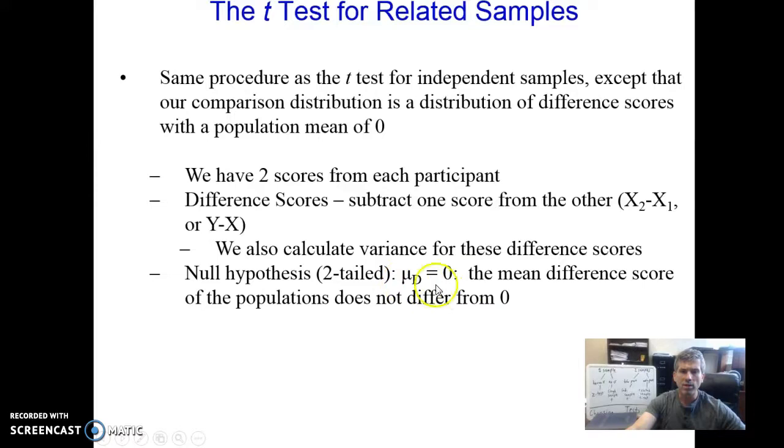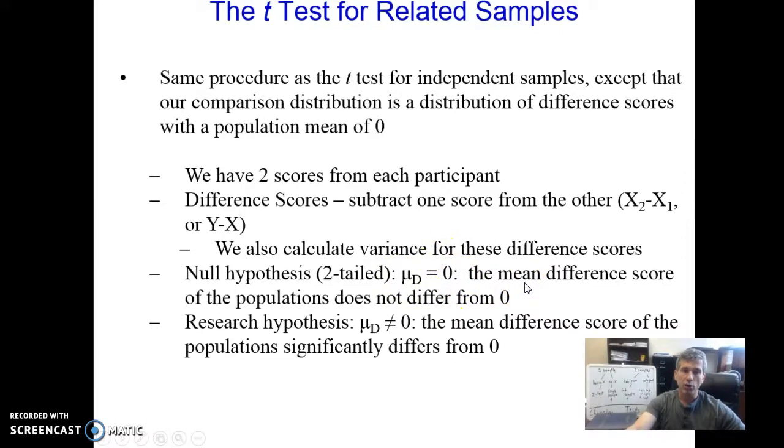Notice for the first time we see different symbols in our null hypothesis. Here, our null hypothesis is that mu d equals 0. What does d mean? I hope you can already guess. It means the average difference score in the population. The average difference score in the population is 0. Our research or alternative hypothesis is that the average difference score is not 0. The mean difference score of the population is somewhere different from 0. Because it's two-tailed, we don't specify in what direction.